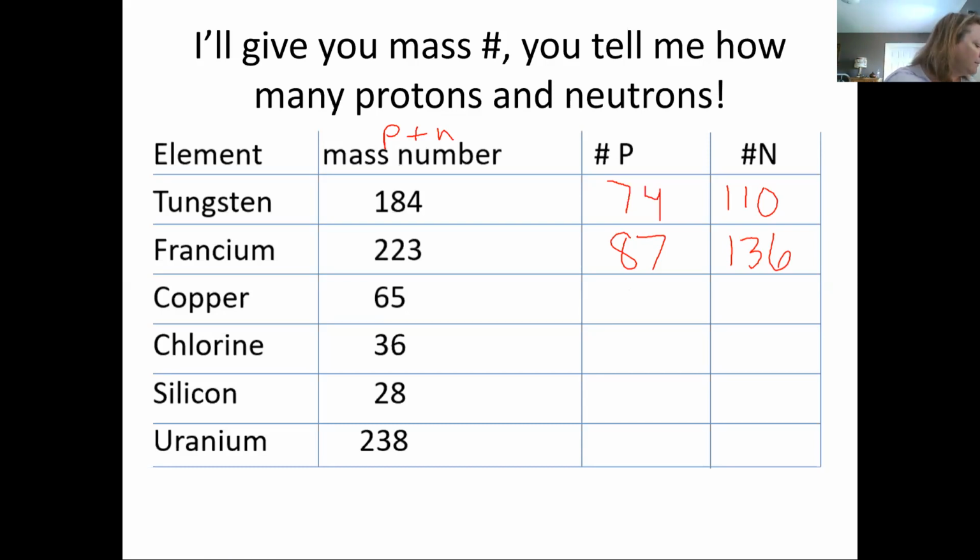But anyway, copper's atomic number is 29. So 29 from 65 is going to be 36. Hope I'm doing my math right. You guys can check me. But basically, if I add my protons and my neutrons together, that's going to give me my mass number for this isotope of copper. And we're going to talk about isotopes in a minute.